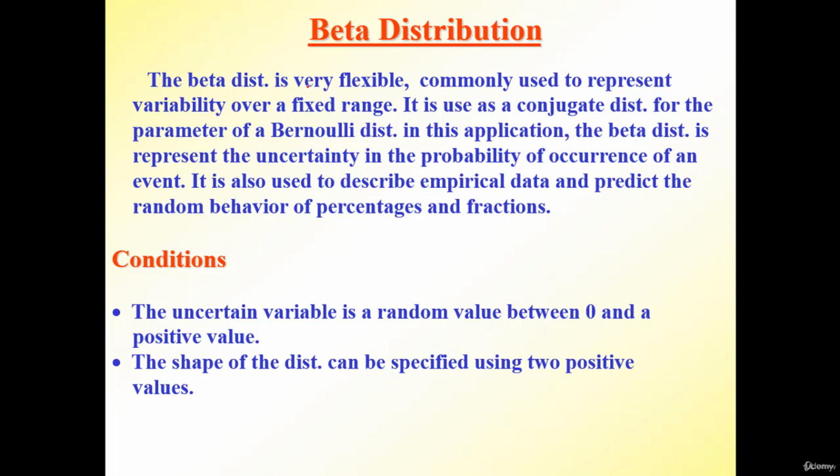Beta distribution is very flexible, commonly used to represent the variability over a fixed range. It can be used in conjunction with the Bernoulli distribution. Applications: it can represent uncertainty in the probability of occurrence of an event, describe empirical data, and predict the random behavior of percentages and fractions. For example, if we have a steel bar, the diameter of the steel bar can be represented by the beta distribution. The thickness of a pipe from the manufacturer can also be represented by beta distributions.